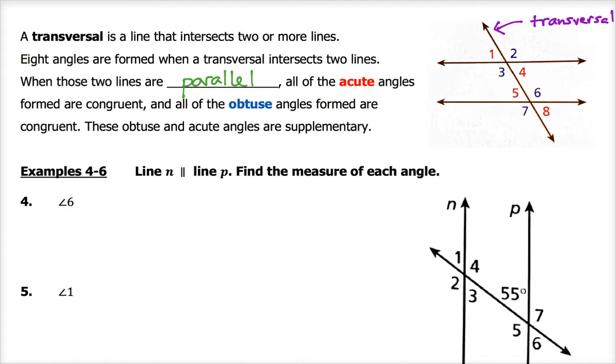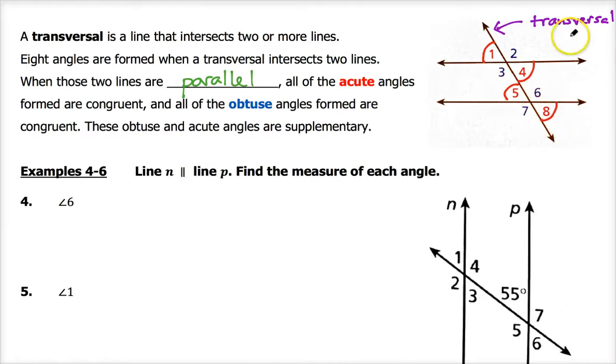So you'll notice I've color-coded these angles to show you that the acute angles are angle 1, angle 4, angle 5, and angle 8. All of these angles are congruent. They have the same angle measure. And notice angles 1 and 4 are vertical angles. They're opposite angles directly across from each other. Angles 5 and 8 are also vertical angles. But all 4 of these angles are congruent.